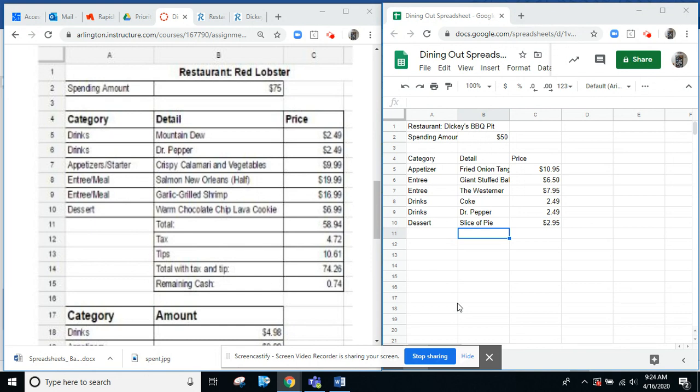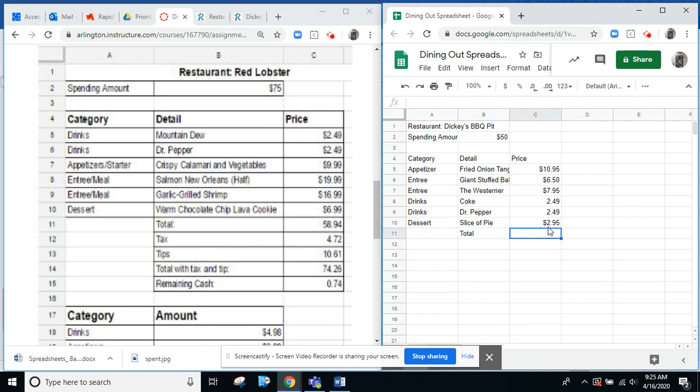We're going to need a couple of cells that are going to total up things for us. So the first one, we are going to title Total. We're going to type that in the last line that you have available. If you did one appetizer, two drinks, and a dessert, it should be cell B11. If you did two desserts, it will be in cell B12.